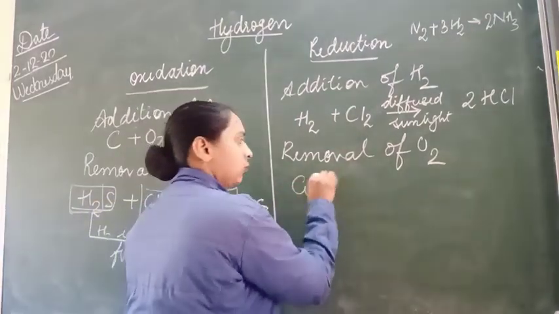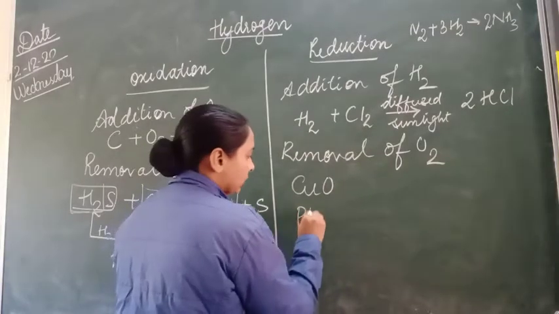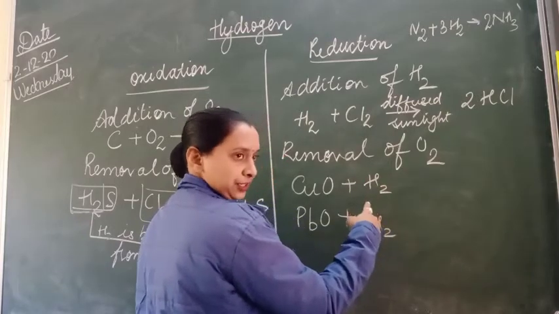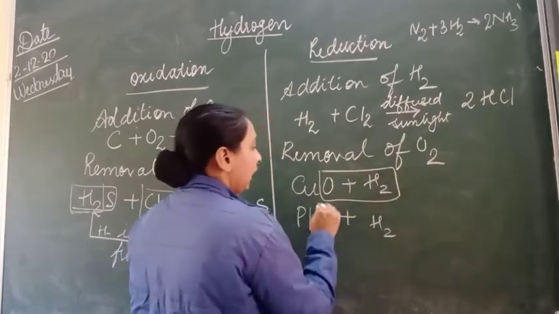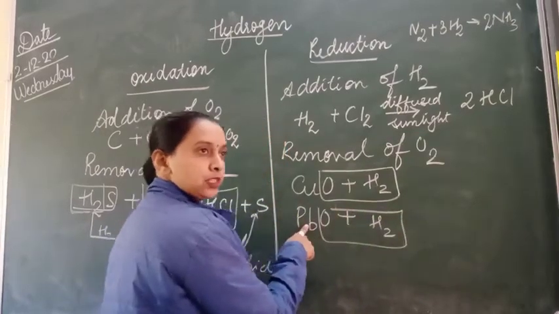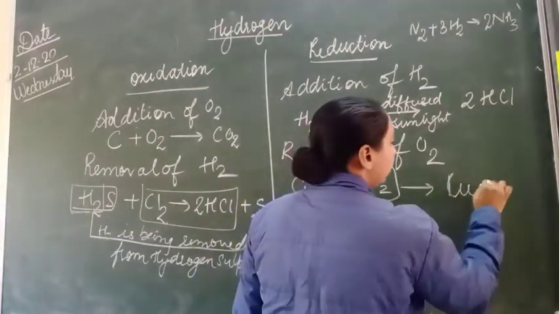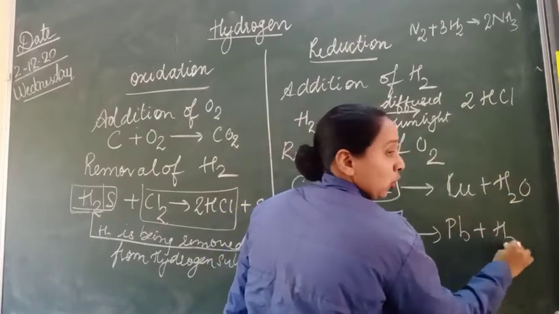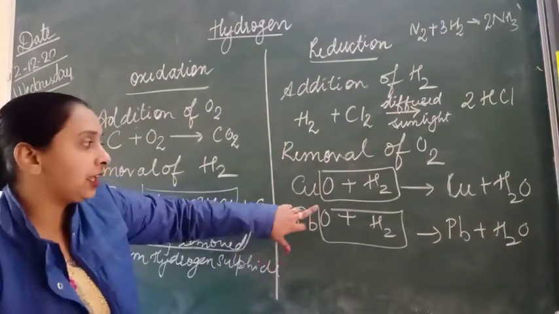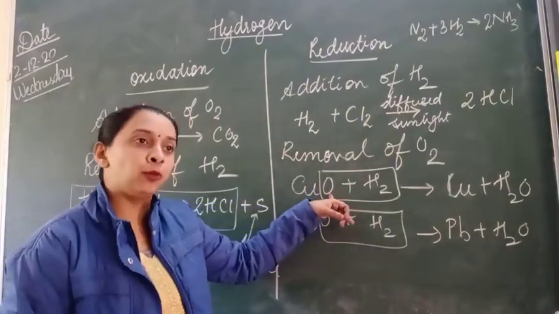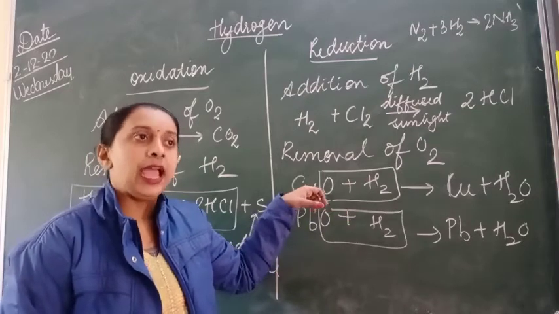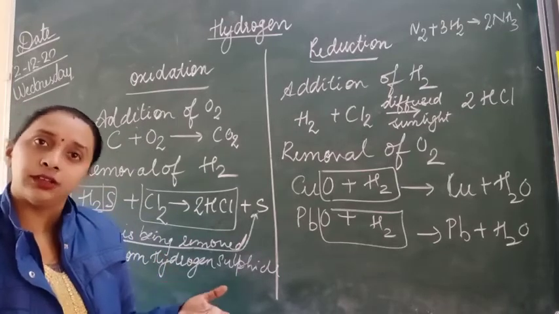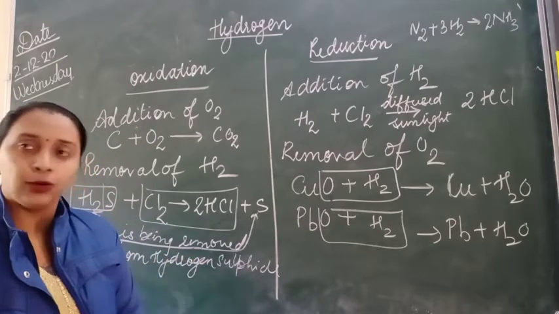Any metallic oxide, you can take any metallic oxide. Copper oxide, lead oxide. You treat with H2. Hydrogen is a reducing agent. This equation we have studied. See here, it will remove oxygen from this metallic oxide and convert it into pure metal, that is Pb plus H2O. So in this equation what we are seeing is oxygen is being removed from the metallic oxide. Hence it is a reduction reaction. Are you getting, everyone?